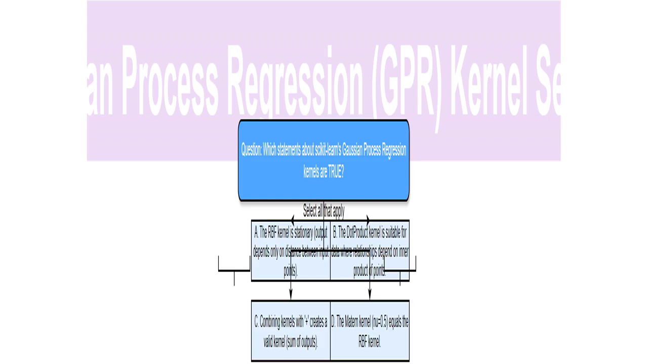We're going to pick the correct statements about different kernels used in Gaussian process regression, GPR, using scikit-learn. Think of kernels as ways to measure similarity between data points. GPR uses these similarities to make predictions. This is a multiple-choice question. I need to evaluate each statement carefully to find the ones which accurately describe how these kernels work in scikit-learn.